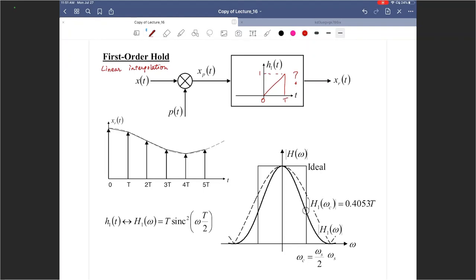P of t is still the same each time. X of t is also the same each time. The only thing that changes is the impulse response of the reconstruction filter.